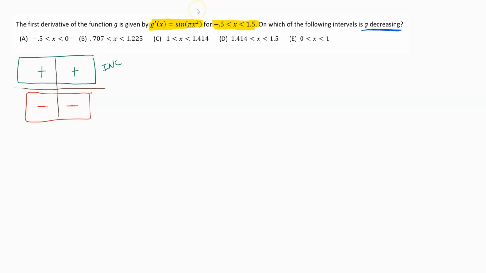And then whenever it hits zero, let's put decreasing right there. Wherever it hits zero, those are your critical values, and those are the places where it could possibly change from increasing to decreasing. It doesn't always have to change, but those are the places that it could potentially change.